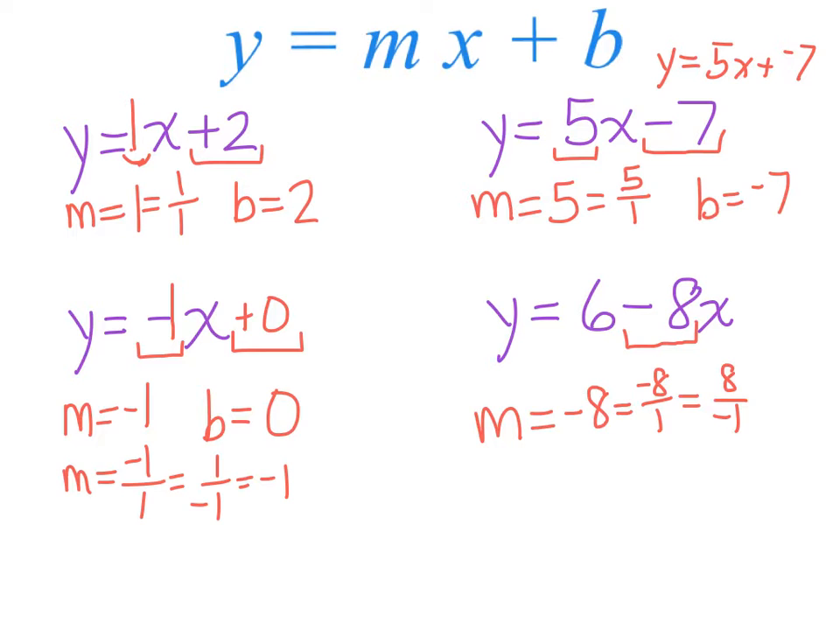So back to the one on the right, the b value is the amount being added. If I rewrite this equation, it would be y equals negative 8x plus 6. So I know that 6 in front is the amount being added. I generally don't rewrite it, I just know that if I change the order it would be a positive 6, or 6 being added.